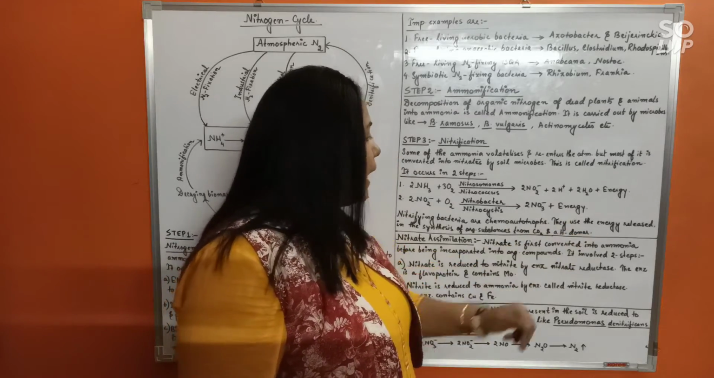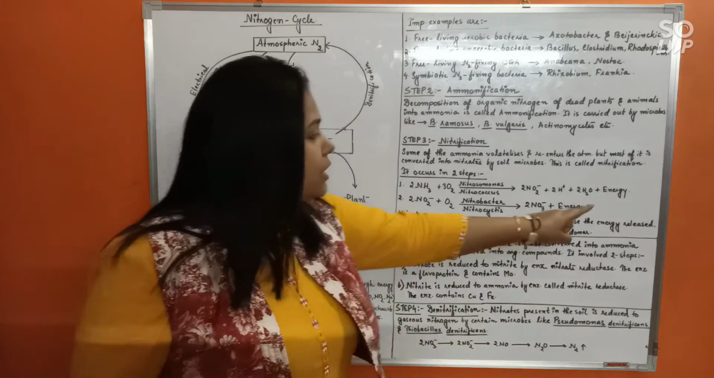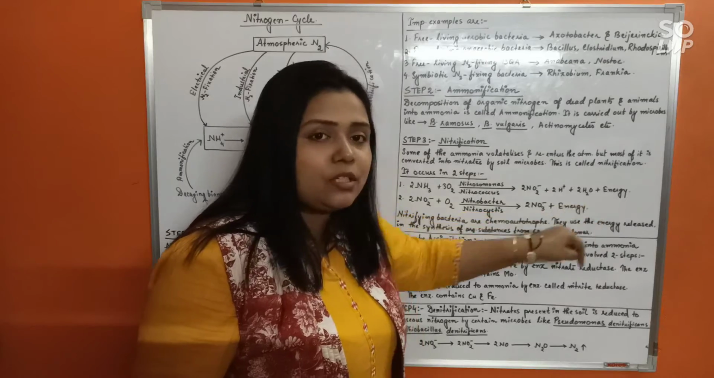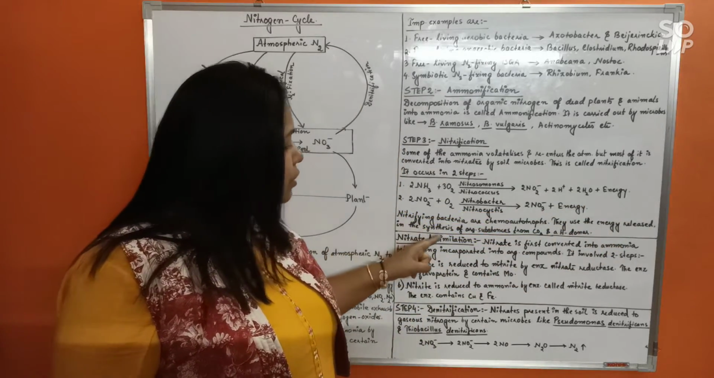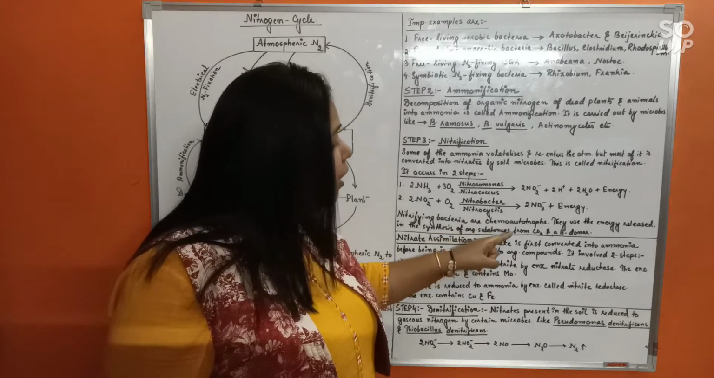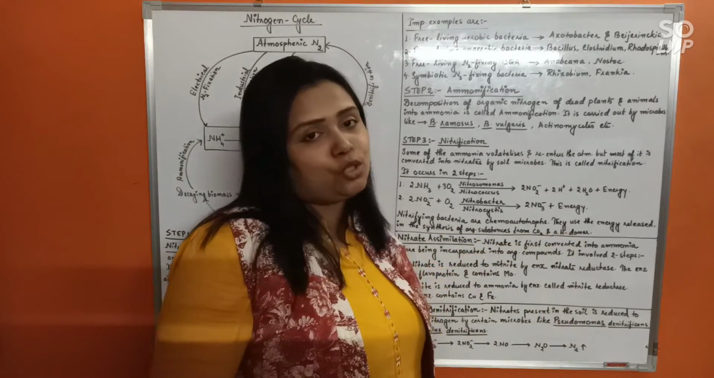So they use the energy released during, see, energy is being released in the nitrification step. So this energy that is being released is used in the synthesis of organic substances from carbon dioxide and a hydrogen donor.